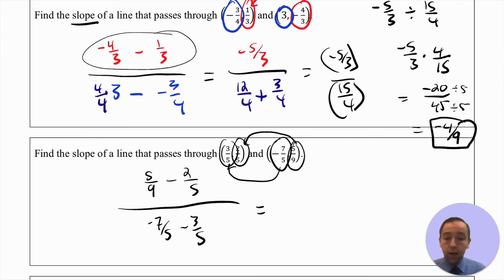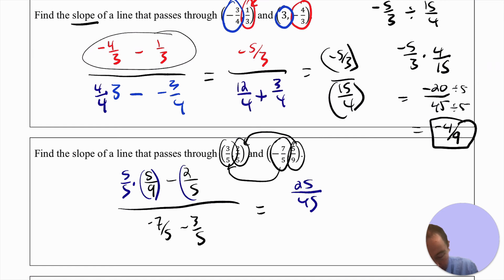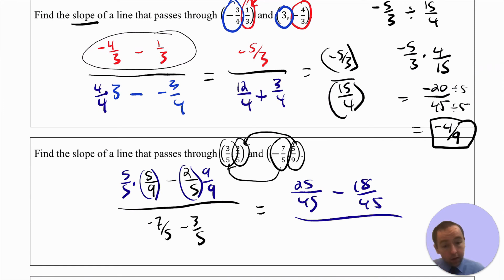So you can see in the numerator right there, we've got 9ths and 5ths. So 9 and 5 both go into 45. We can multiply this one here by 5 over 5 to give you 25 over 45, and then we'll multiply this one by 9 over 9 to give you 18 over 45. And then in the bottom, they actually have common denominators of 5. So you end up just getting negative 10 over 5 right there.